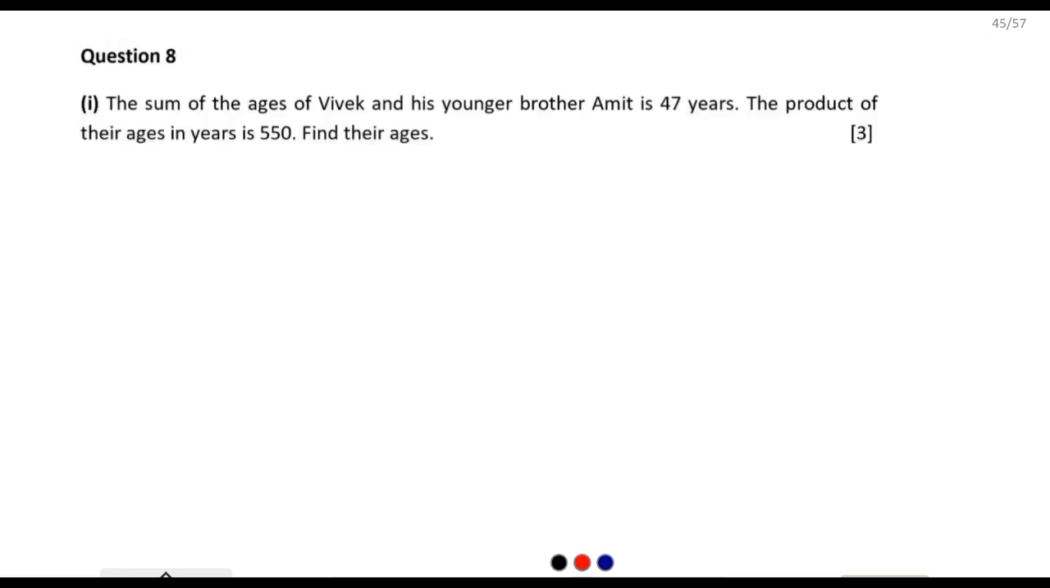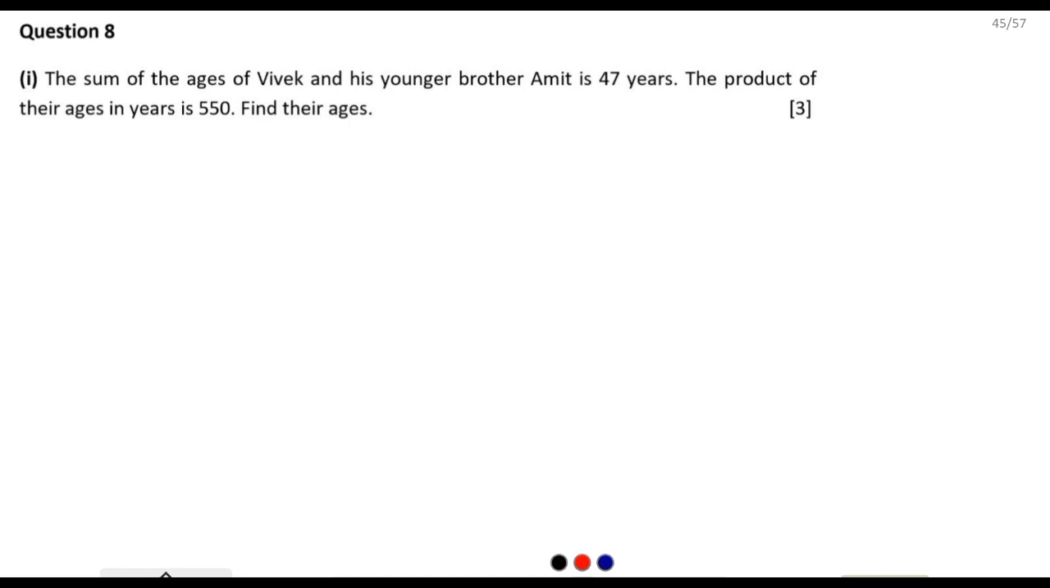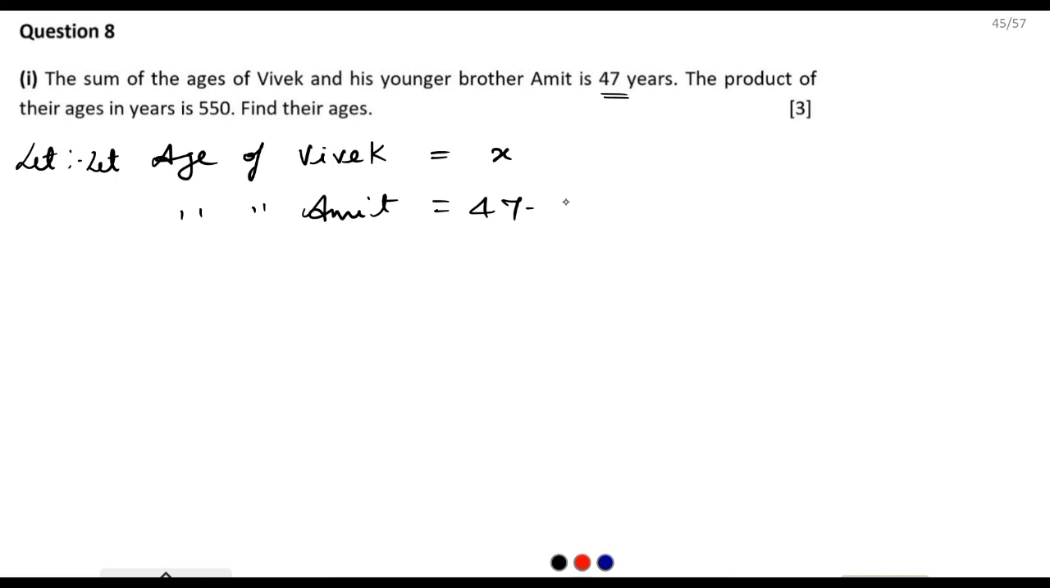Question number 8, part 1. The sum of ages of Vivek and his younger brother Amit is 47 years. Let age of Vivek be x, then age of his younger brother Amit will be 47 minus x because sum is 47. The product of their ages in years is 550. According to question, product of their ages, x multiplied by 47 minus x, is equal to 550.